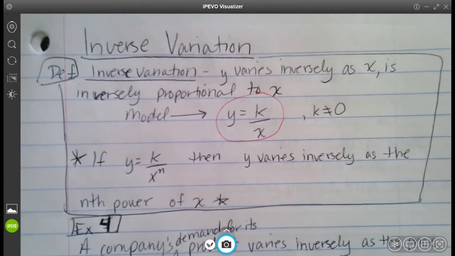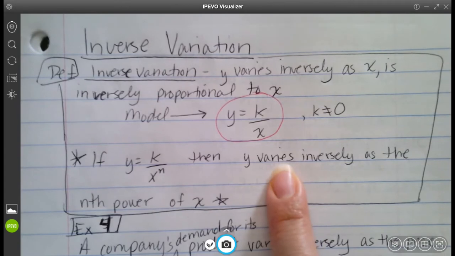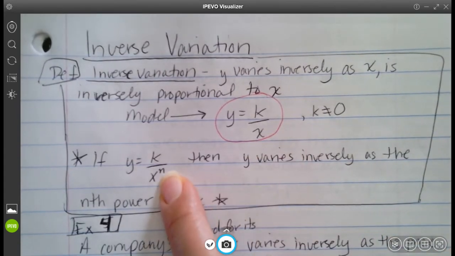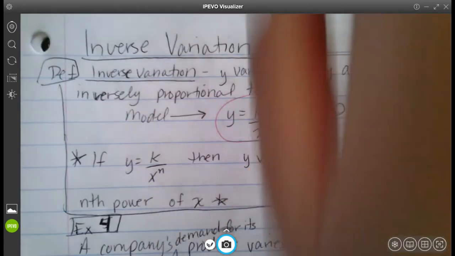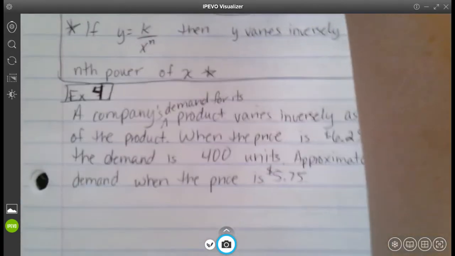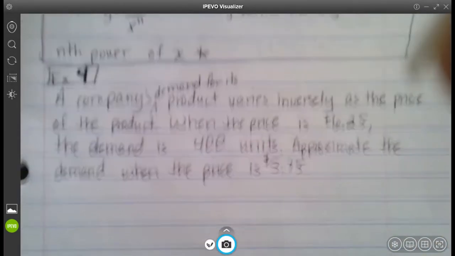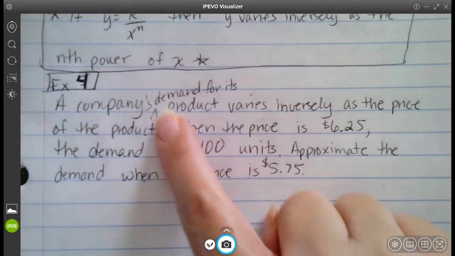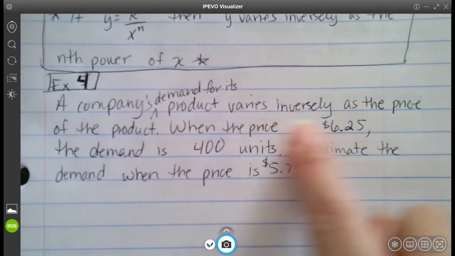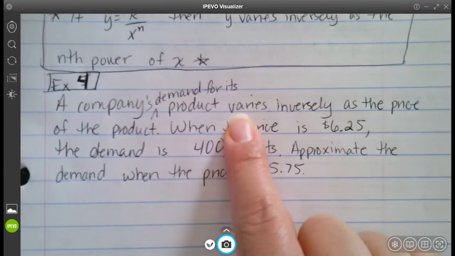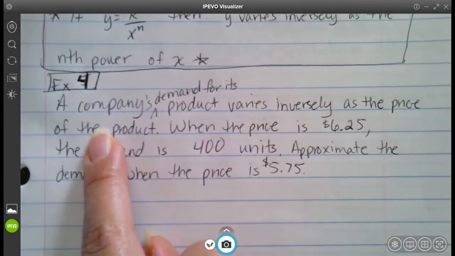Please take note that if it's inverse variation with a power, it works the same way, except now we have a power in the denominator as well. Let's go ahead and see an example of this one, to see how it works. Excuse me, I'm just full of mistakes today. I forgot a few words here, so make sure you write it in a nicer sentence than me. Example number 4. A company's demand for its product varies inversely as the price of the product.